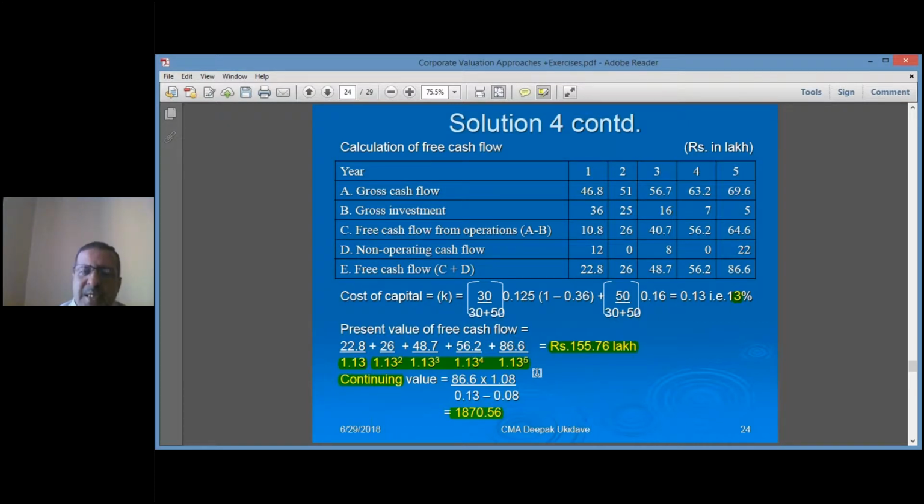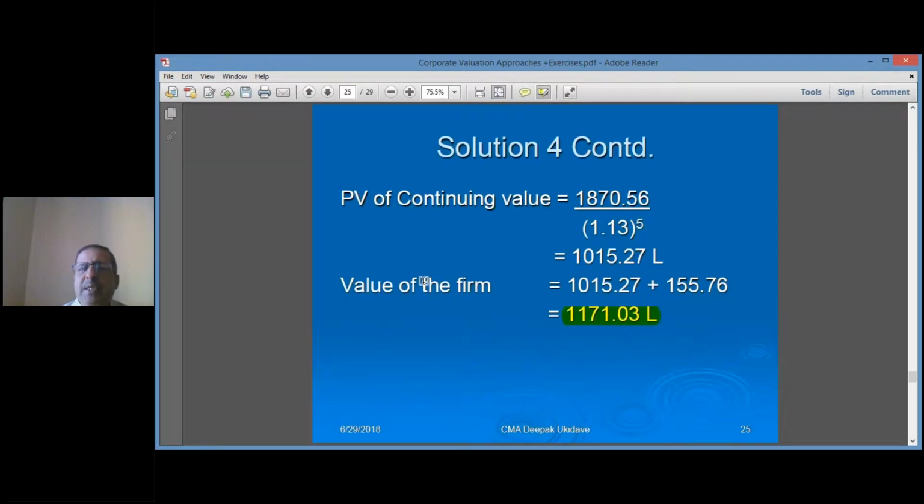Then continuing value as it is, everything only KO की जगह KE आएगा, and therefore whatever value you get is not value of the firm but that is value of equity. आपको ये सब कैलकुलेशन करने के बाद जो आंसर आएगा that is value of equity. आपको value of equity नहीं चाहिए, value of firm चाहिए. So value of equity plus value of debt is value of the firm. आपको value of the firm चाहिए तो value of the debt add करना पड़ेगा.